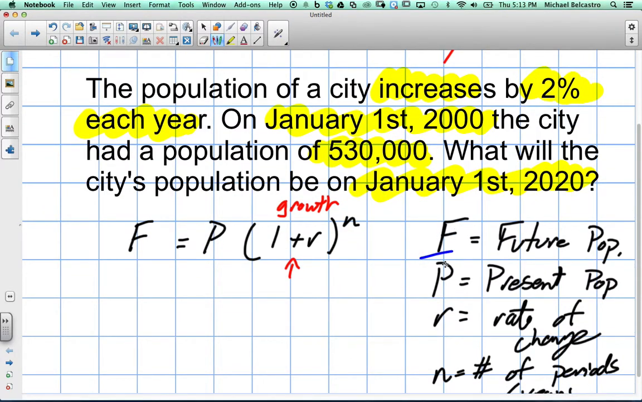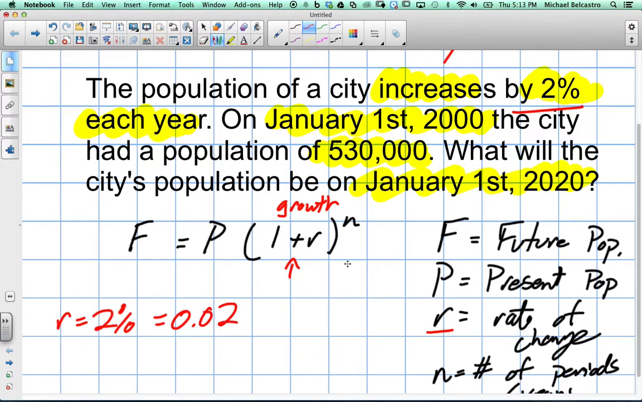We need to find values for F, P, R, and N. R is our rate of change. So what was this increasing by each year? What was the population growing by? 2%. So that's 0.02. Great. So R is equal to 2%, which in our case is equal to 0.02. What about our future value, F? That's unknown. That's what we're looking for. It's going to be in the year 2020, and that's where our F is in the equation. What about P, our present population?